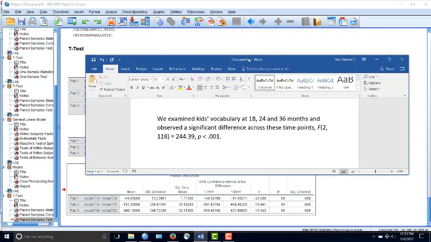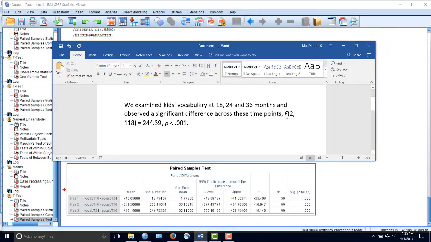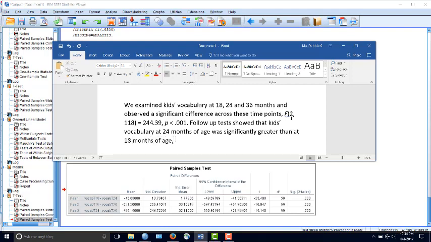So in order to write those up, we want to explain a little bit more. Follow-up tests showed that kids' vocabulary, and we know that from the pattern of means, that the vocabularies are always getting larger, just as we would expect. So we say follow-up tests showed that kids' vocabulary at 24 months of age was significantly greater than at 18 months of age. And then we put the t-test here.